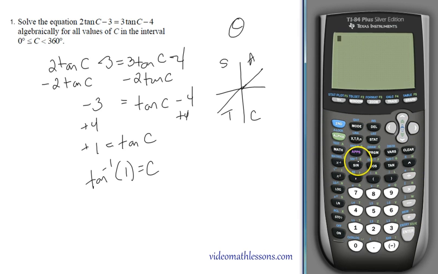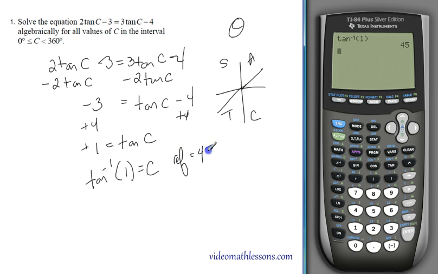And let's go back to the problem. So now I'm going to press second tan, which is inverse tan. Sometimes you'll call it arc tan. And hit enter, and you get 45. It is one of our special angles. So the reference angle is 45.